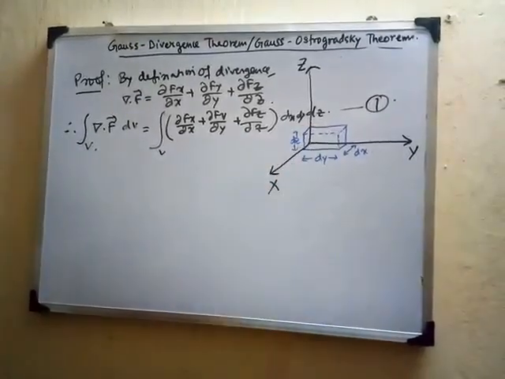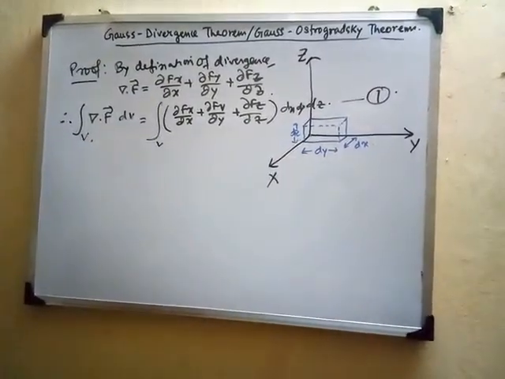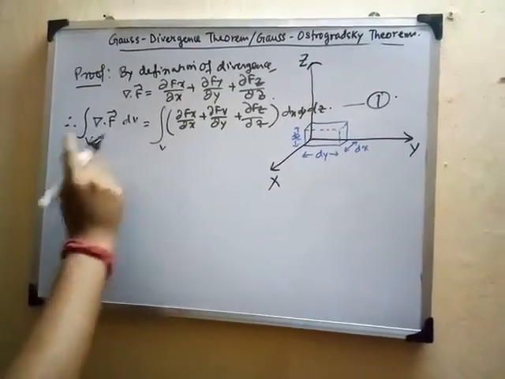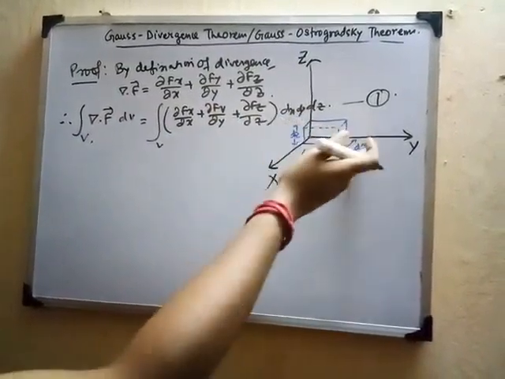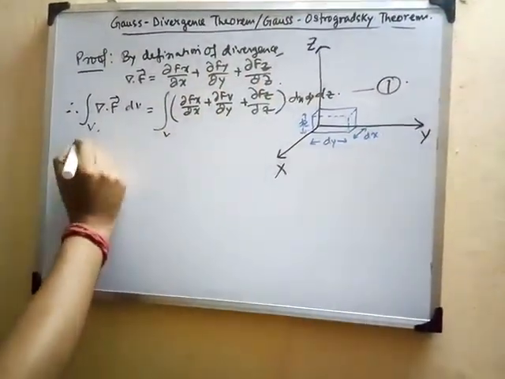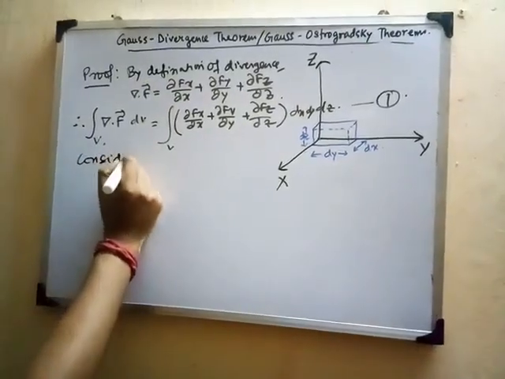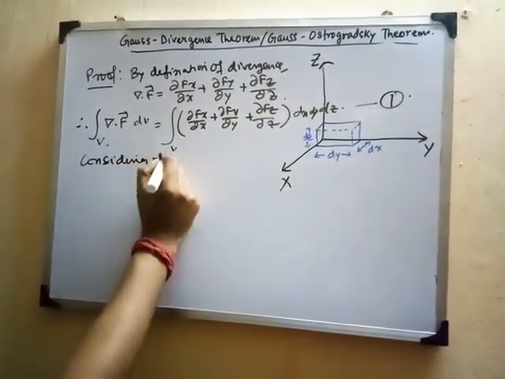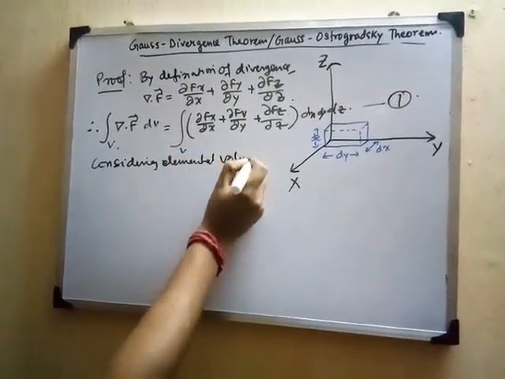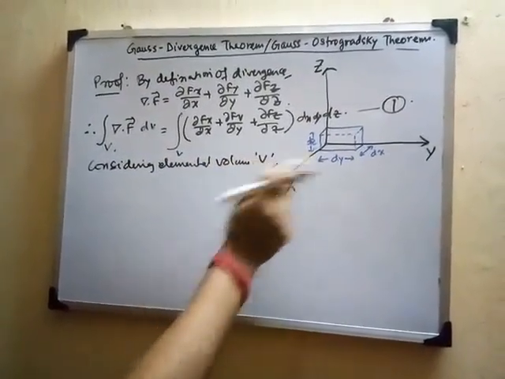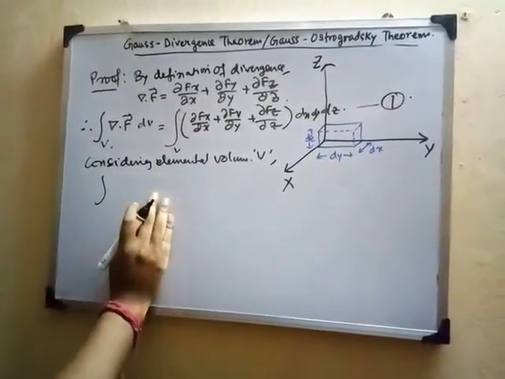So three directions are there. We'll analyze the three directions one by one. Let us consider the elemental volume in the case of the x direction first. Considering the elemental volume V, as in the figure, we will write this only in the direction of x.